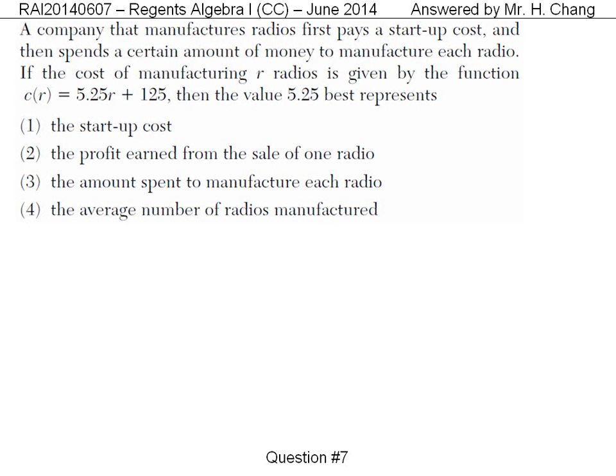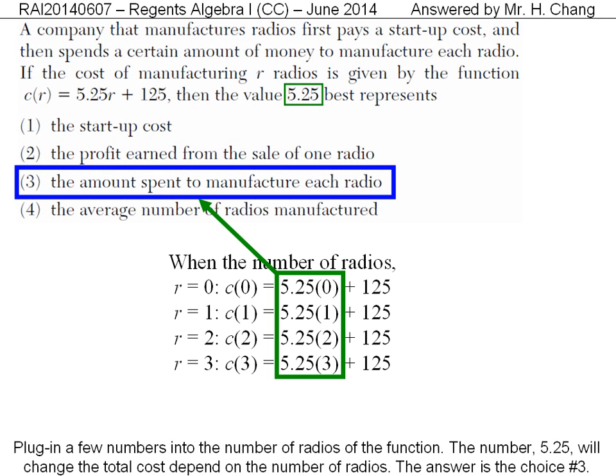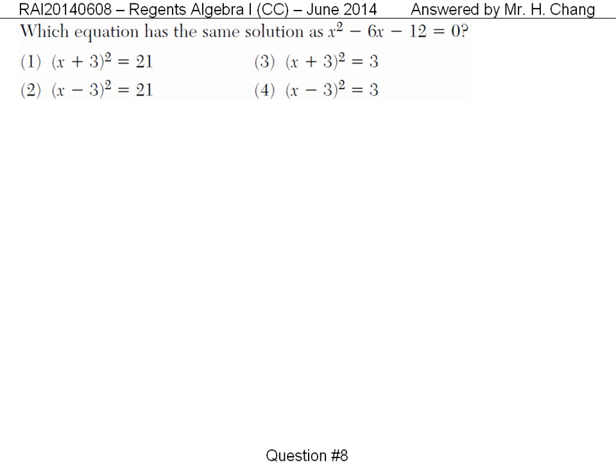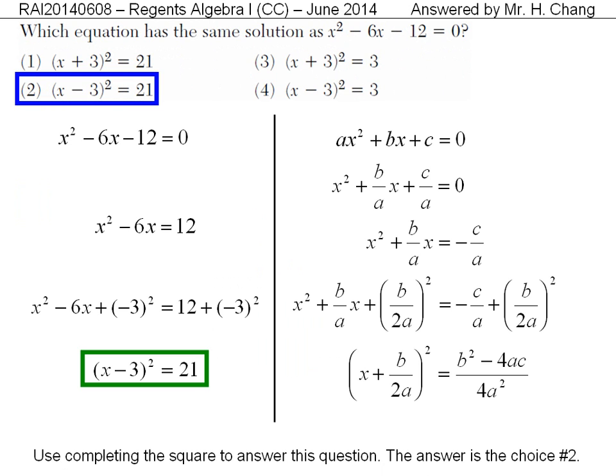Question number 7. Plug in a few numbers for the number of radius of the functions. The 5.25 will change the total cost depending on the number of radius. The answer is choice number 3. Question number 8. Use completing the square to answer this question. The answer is choice number 2.